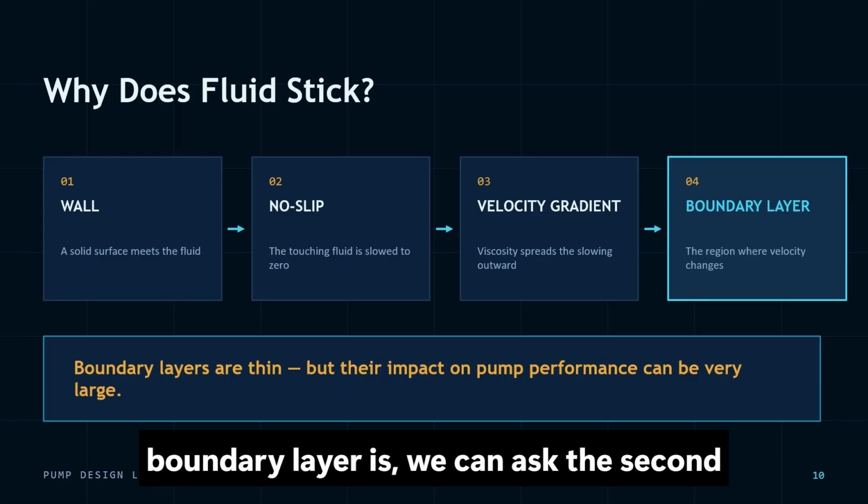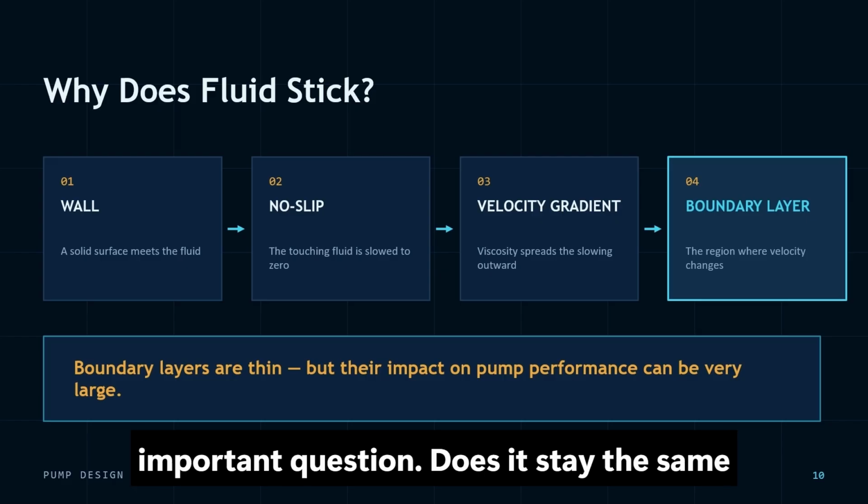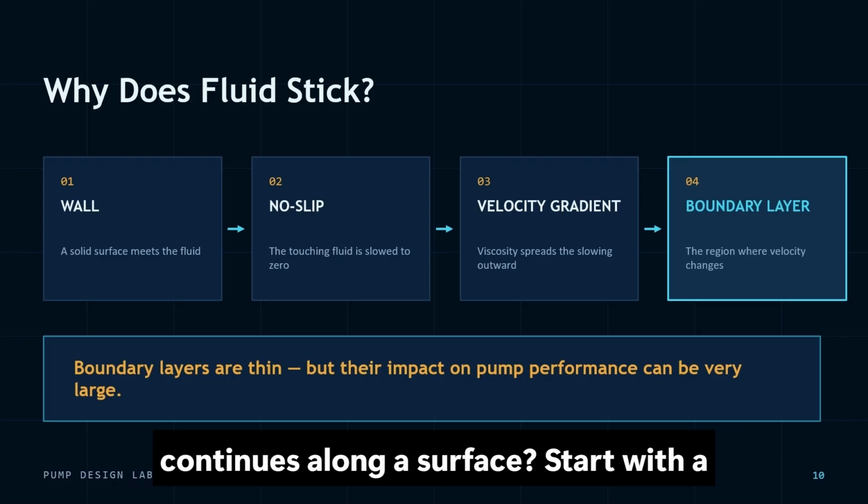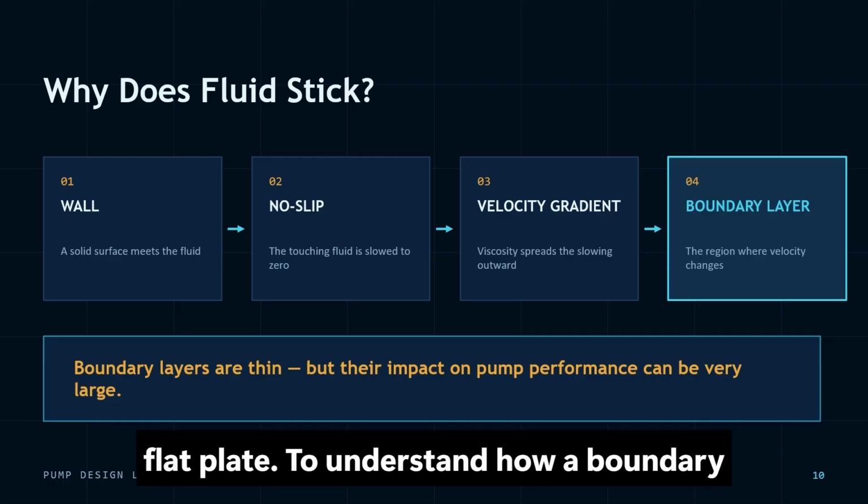Now that we know what a boundary layer is, we can ask a second important question. Does it stay the same thickness, or does it change as flow continues along a surface? Start with a flat plate.